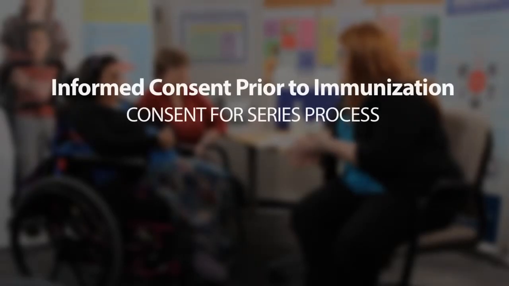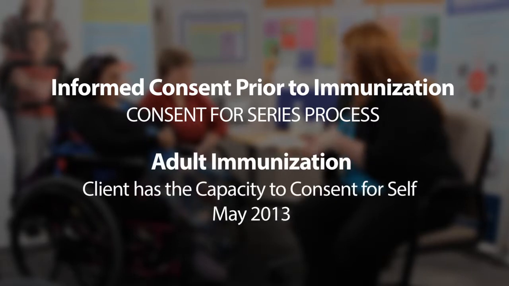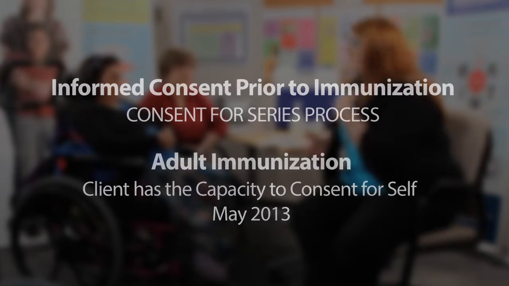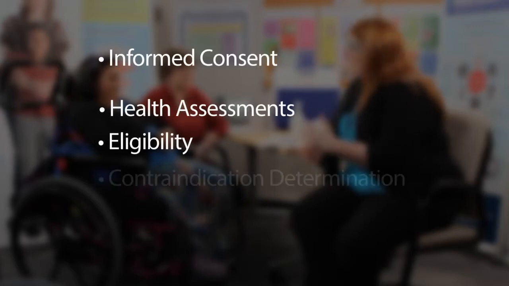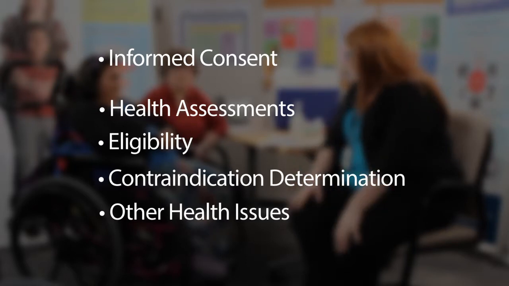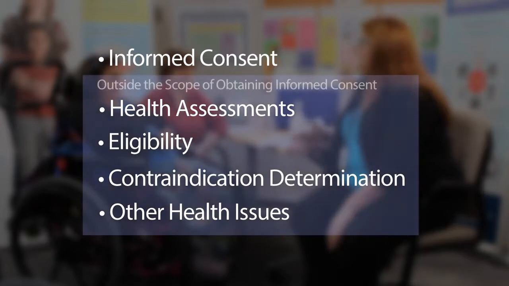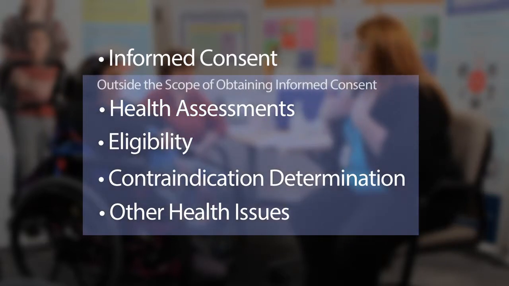Informed consent prior to immunization, consent for series process. Adult immunization. Client has the capacity to consent for self. May 2013. Health clinic visits involve complex conversations, including informed consent, health assessments, and other health issues. There is a difference between obtaining informed consent to immunize and deciding to do the actual immunization. The health assessment and eligibility and contraindication determination are aspects of the decision to immunize using clinical judgment. These are all outside the scope of obtaining informed consent.